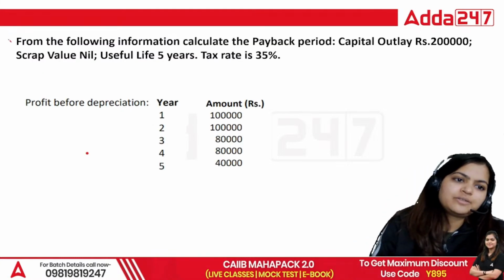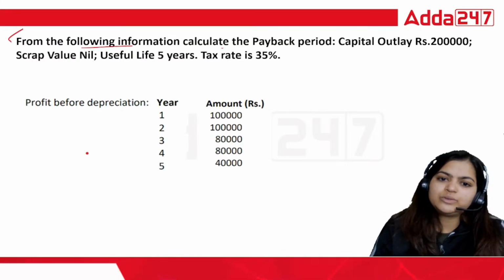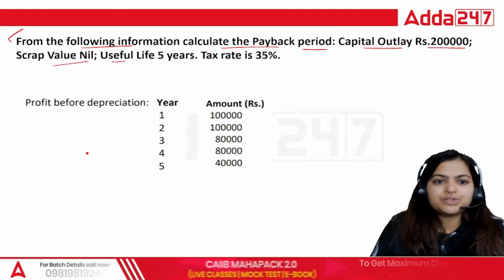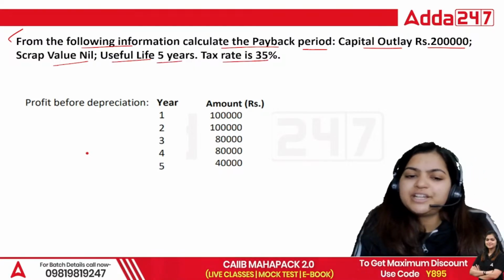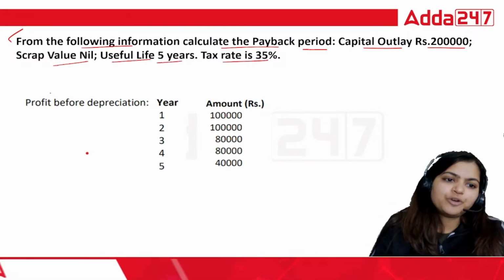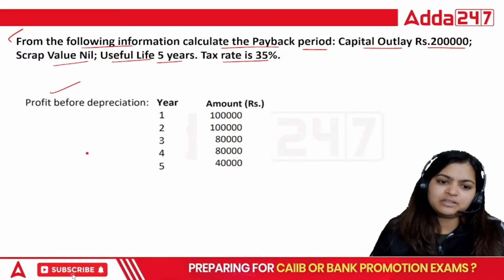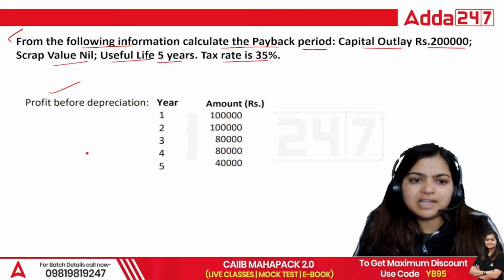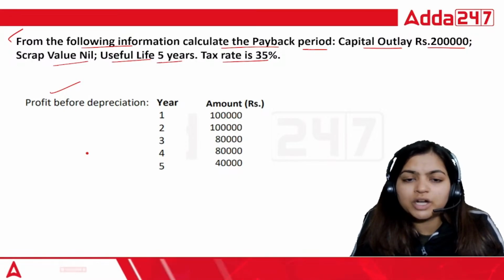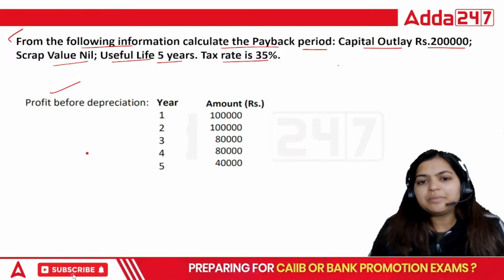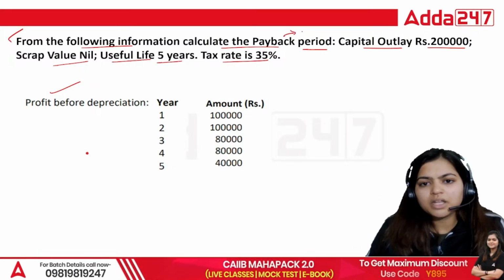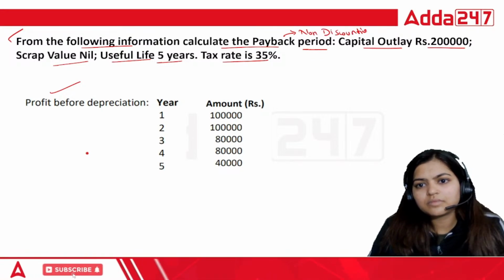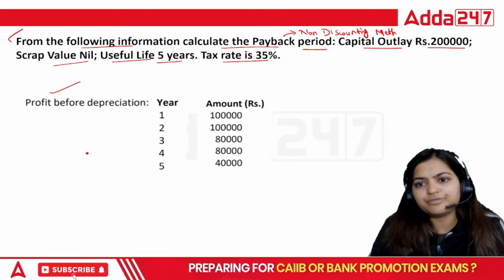Okay, so this is from the following information: calculate the payback period. Capital outlay 2 lakhs, scrap value nil, useful life 5 years, tax rate 35%. Here we have profit before depreciation for first year, second, third, fourth, and fifth as follows. Now, let's solve this and understand how to get the answer for payback period. Yes, the payback period method is a non-discounting method, in which we are never going to use time value of money.